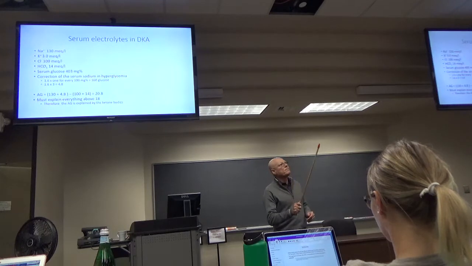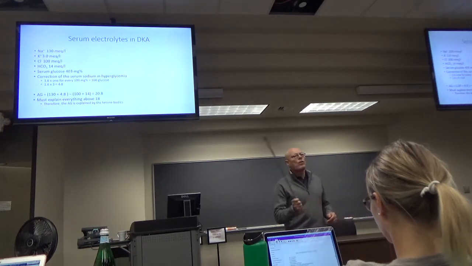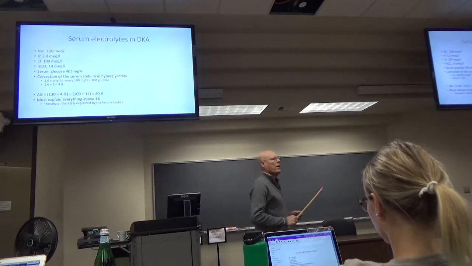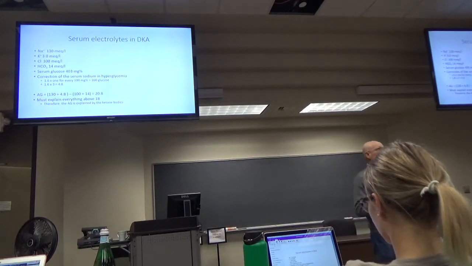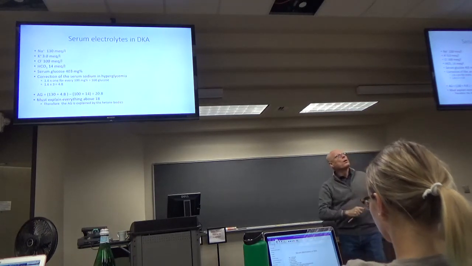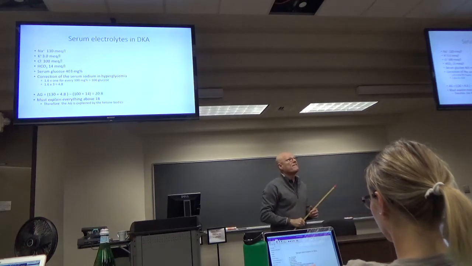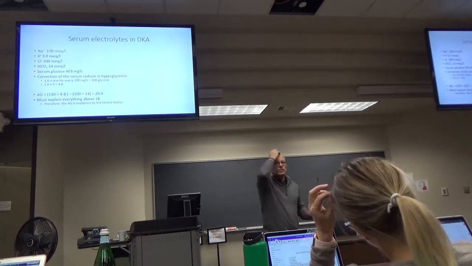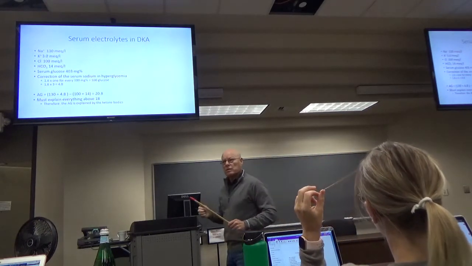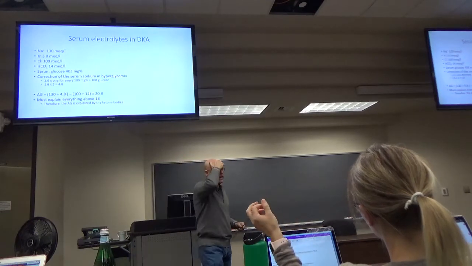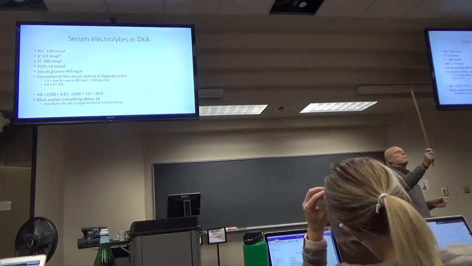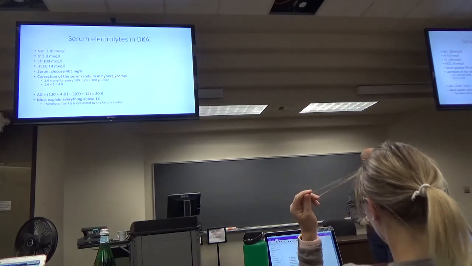Sodium's 130, potassium's 3.0, chloride's at 100. So the chloride doesn't help you in any of these things, unless they have a hypochloremic or hypokalemic acidosis or alkalosis. But this is normal chloride. Bicarb's low, glucose is 400. Now, when your glucose is elevated, were you taught how to correct the sodium for glucose? Yeah? You add 1.6 for every 100 above normal, so that would be 1.6 times 3, which would be 4.8.